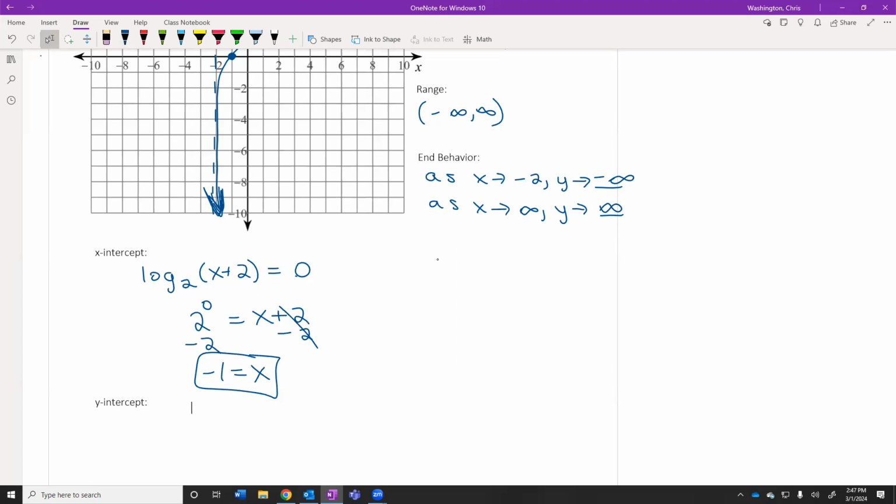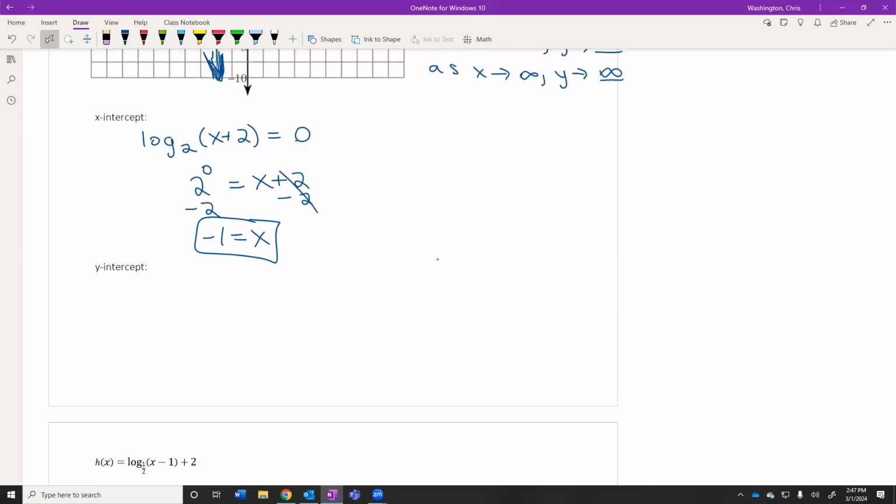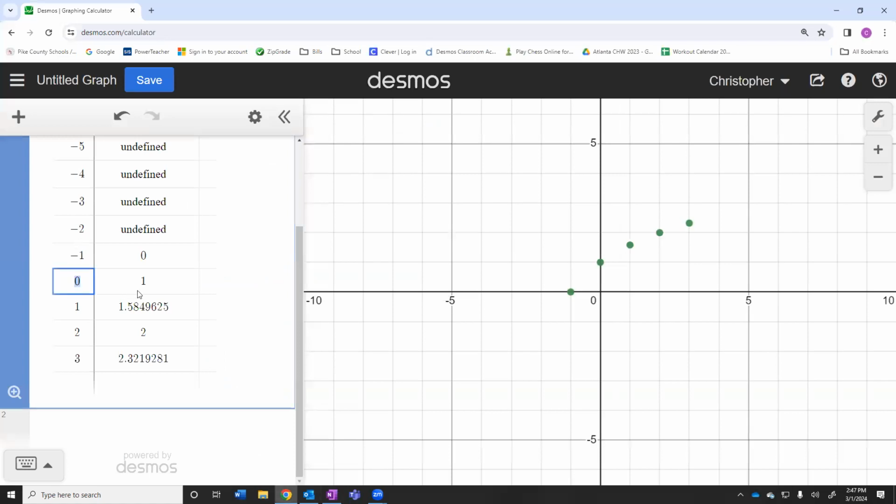To find the y-intercept: for every single point on the y-axis, the x value is equal to 0. So we get log base 2 of 0 plus 2. If you've already created a table for this, all you have to do is find 0 on the table, and there's your y-intercept right there. It's going to be +1.